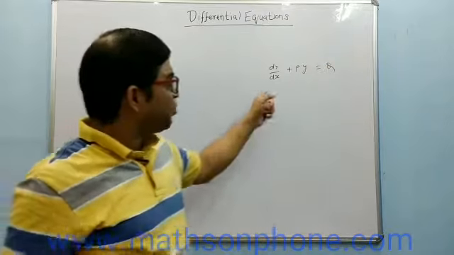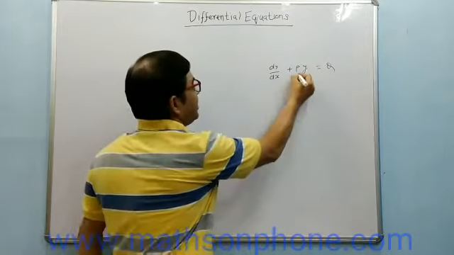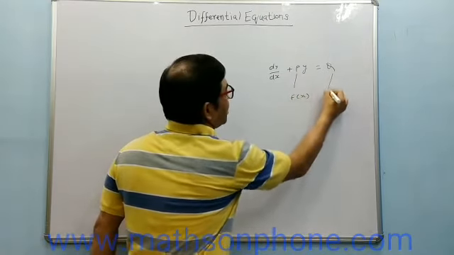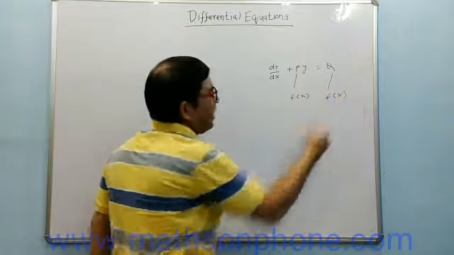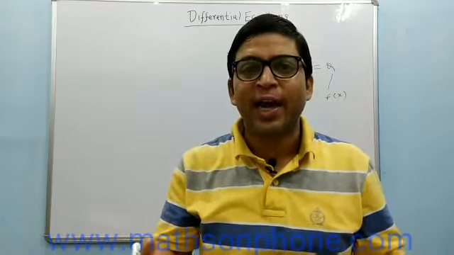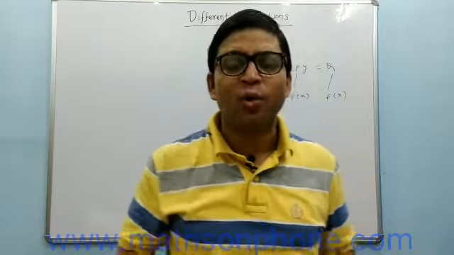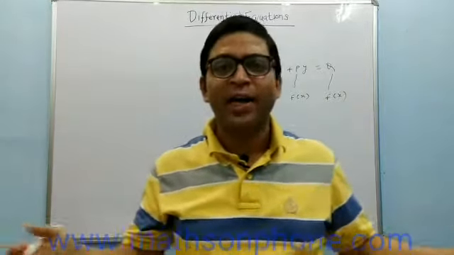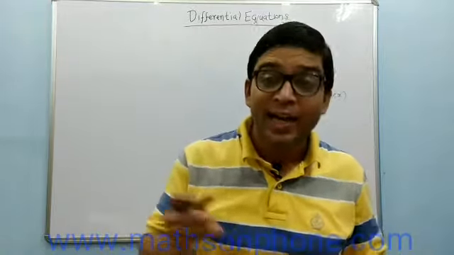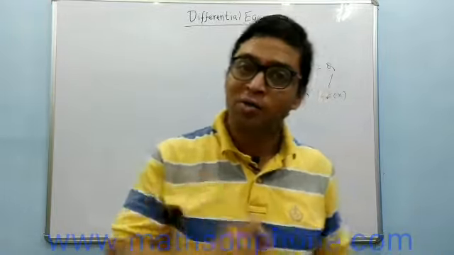So it is in this format where p is any function of x and q is also a function of x. What does this mean? p is anything containing x, q is anything containing x. It can be a constant also. It can be 3, 4, 5, 9, anything. It can be 2x, x square, sin x, anything. Function of x or constant.